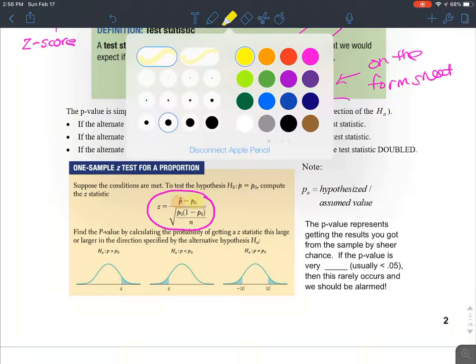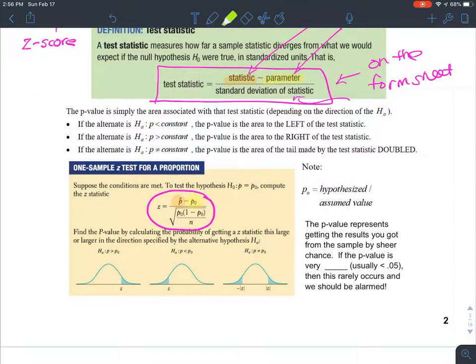And then lastly, as you saw on that other slide, this part right here is the standard deviation of the test statistic, and that formula is actually on the formula sheet. So this is what you're going to plug in to get your z-scores. Now, your alternative hypothesis can be one-tailed or two-tailed, and the area associated with that test statistic depends on which direction that alternative hypothesis goes in.